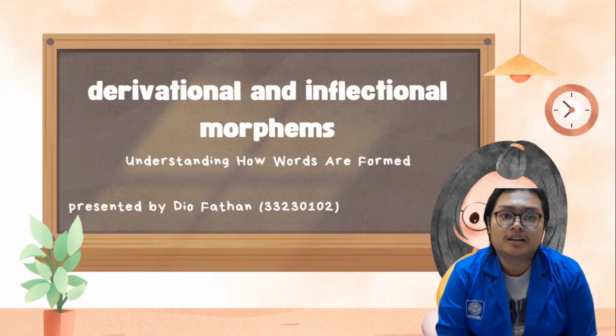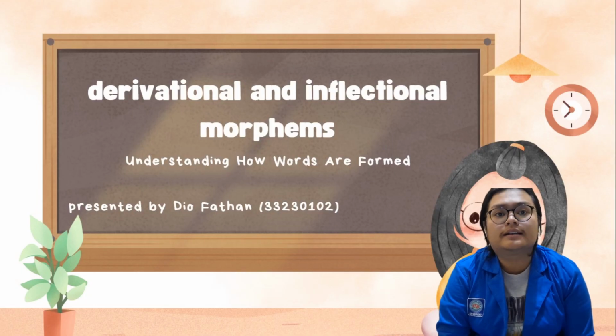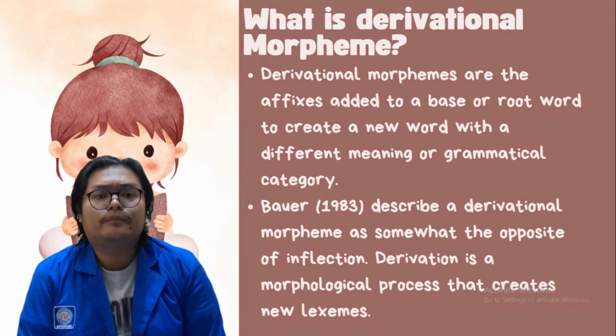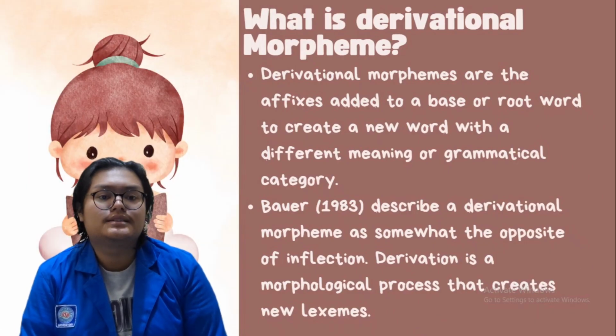What is derivational morpheme? Before we start the presentation, I would like to introduce myself first. My name is Dio Fathan and my SID is 33230102. So, what are derivational morphemes?